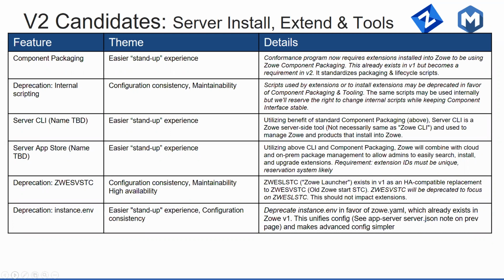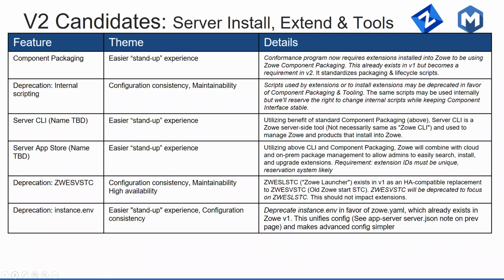One is that we are going to require extensions to now be using the Zoe component packaging format in our conformance program. So this format already exists in V1, but it wasn't a requirement previously. In V2, it will become a requirement for the conformance program. The reason why we're doing it is it standardizes the packaging and how Zoe understands it. It standardizes the lifecycle scripts, so we know when things are running and when they're not. And with all the standardization, we can start to build better tools on top of it to simplify behavior to the end user.